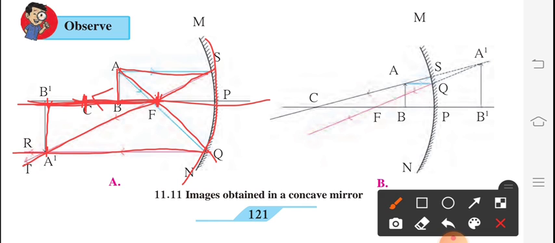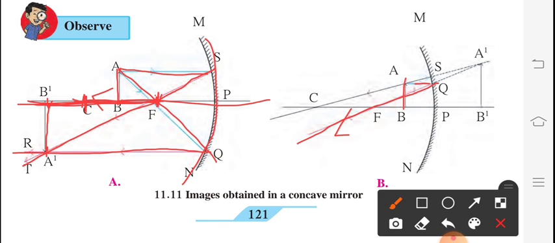Suppose we are taking the object between focus and pole, so here AB is the object. Now this blue line is the incident ray. When the incident ray falls on the mirror, the reflected ray passes through the focus. Why? Because as we have studied, if the ray is parallel to the principal axis, then the reflected ray will pass through the focus. So here it is the focus. So it is passing like this way.